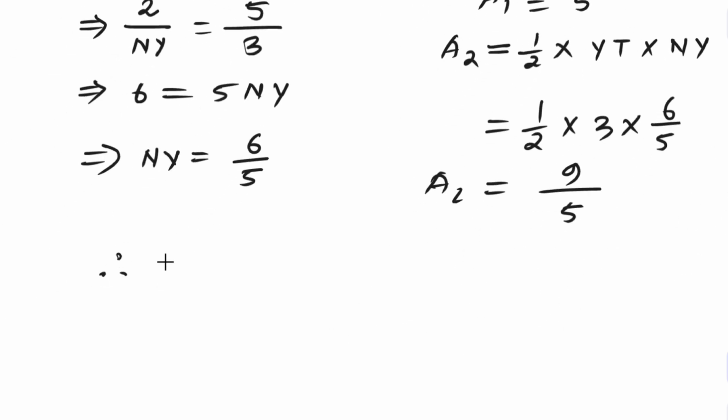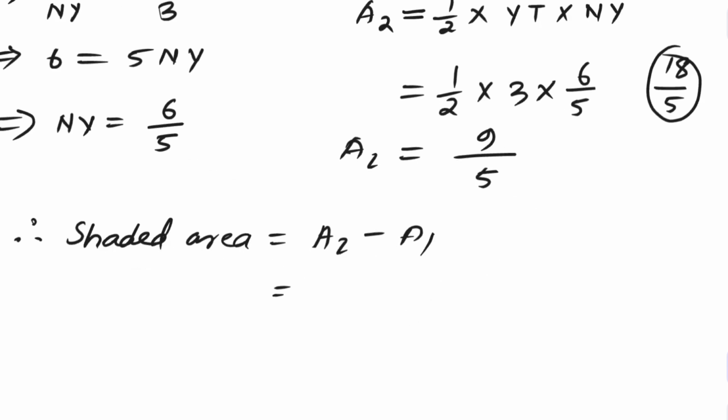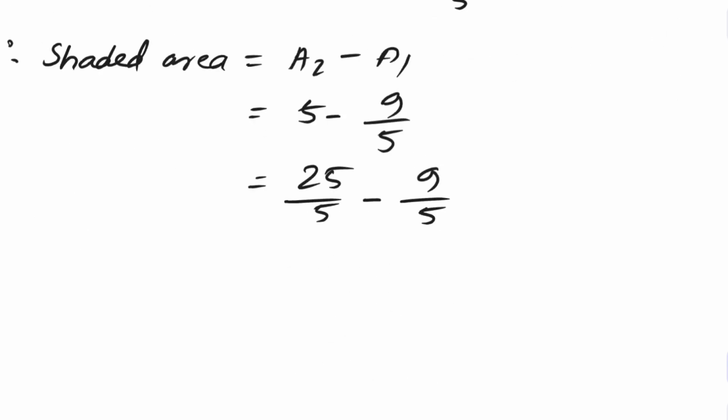Now subtract the smaller area from the larger area. 5 minus 9 divided by 5 can be written as 25 divided by 5 minus 9 divided by 5, which equals 16 divided by 5 square units.